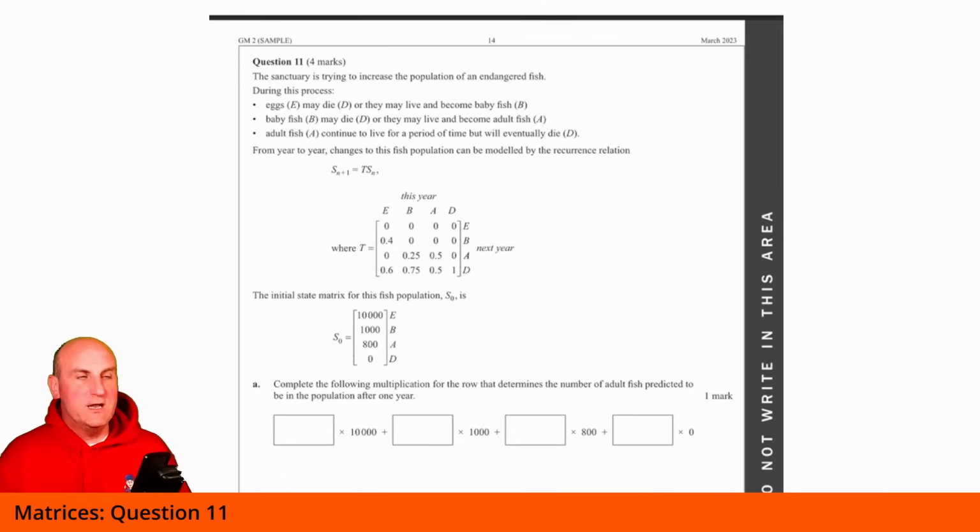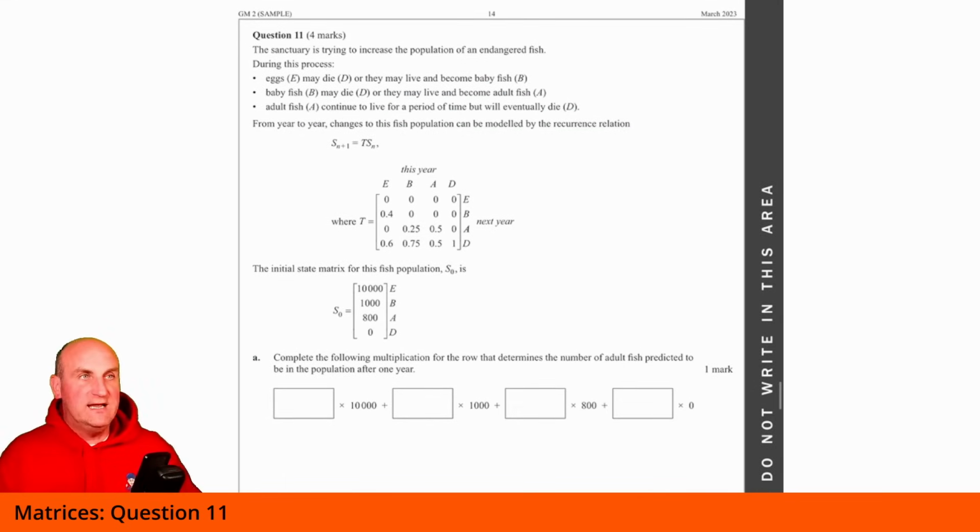Now, moving on to question number 11. Of course, storming through this. The sanctuary is trying to increase the population of an endangered fish during this process. Okay, there's some information there, not going to read it. From year to year, changes to this fish population can be modeled by the recurrence relationship given there. Okie dokie. We've got our transition matrix and we have our initial state matrix here. Now, it's really important to know how matrices are multiplied together to complete the following multiplication for the row that determines the number of adult fish.